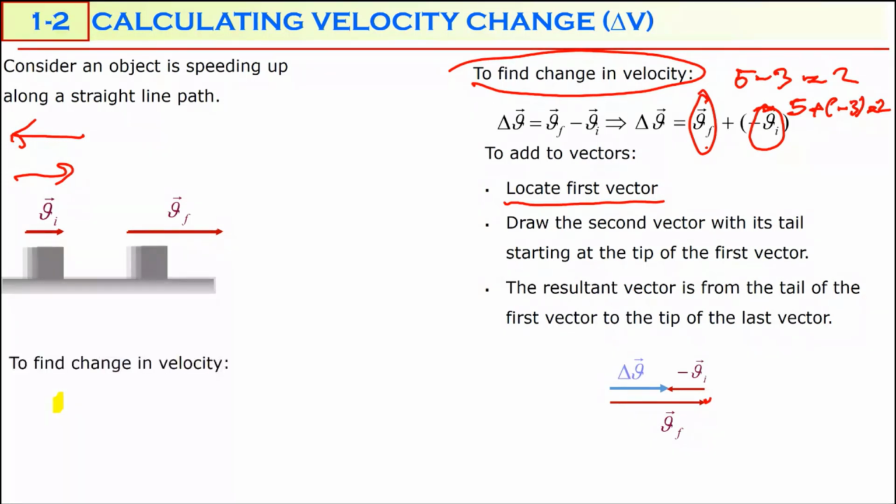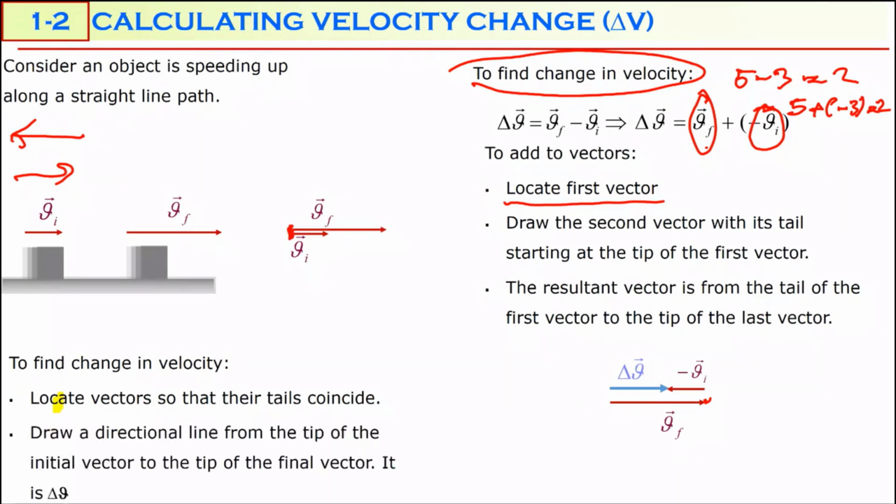So it is this. To find the change in velocity, locate two vectors so that their tails coincide. Yani, V initial and V final. Their tails coincide. Locate two vectors so that their tails coincide. And after that, draw a directional line from the tip of the initial vector, V initial, to the tip of the final, V final. You see that? They are the same.